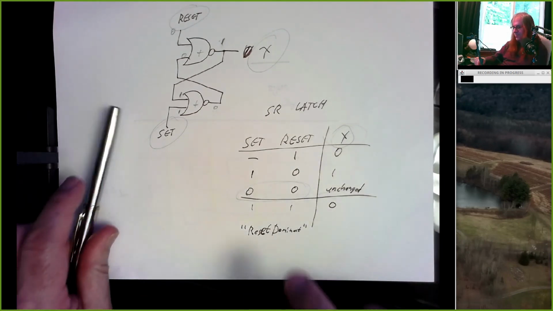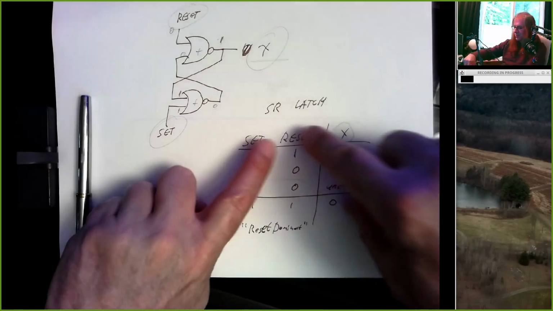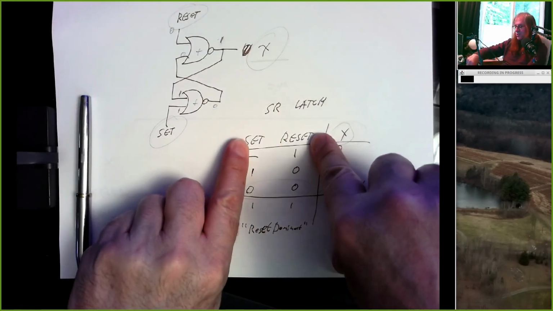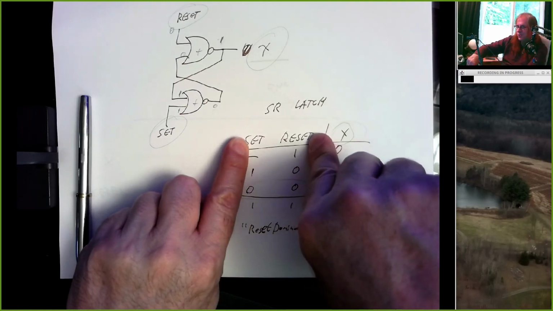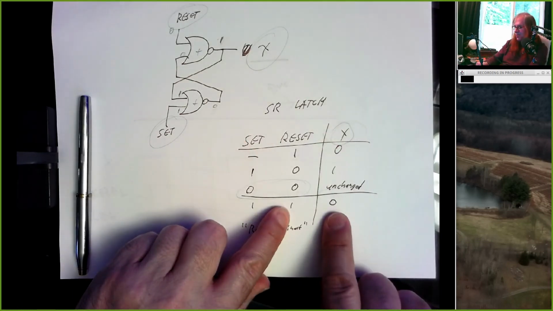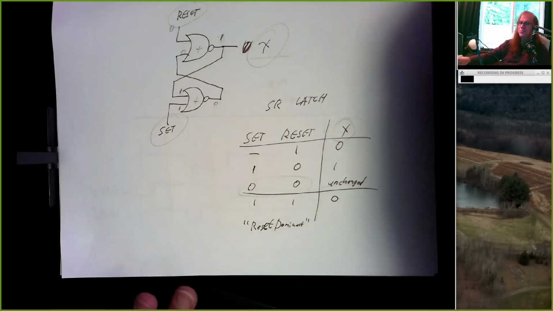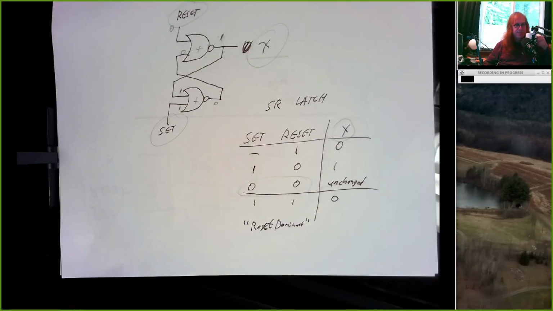Because if we think of this as set the output to one and we think of this as reset the output to zero, what if you turn both of those switches on? It can't do both, so which one is it going to do? It's going to follow the reset switch. So the reset is actually the one that takes precedence in some sense.